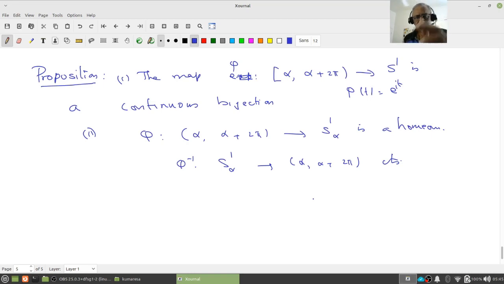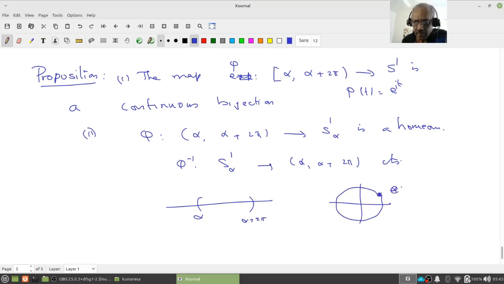Do not let the notations bother you. So this is your alpha, this is alpha plus 2 pi, and this is my e power i alpha if you want. Okay, this is removed. Therefore if I include this, this point is also caught. If I don't include this, then I get only this. Remember, it's a bijection. Closed at alpha, open at alpha plus 2 pi, to S1, the map phi of t equal to e power it is a continuous bijection.